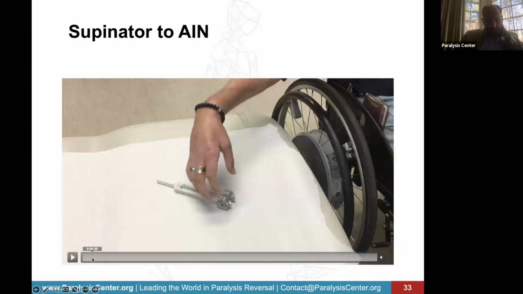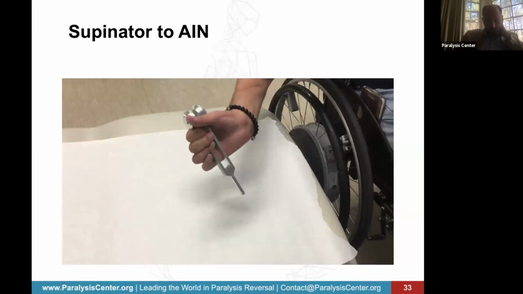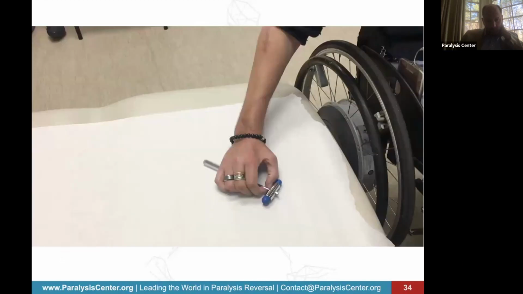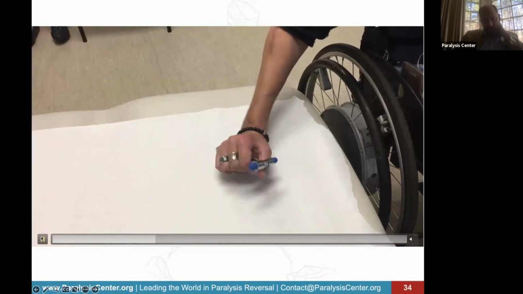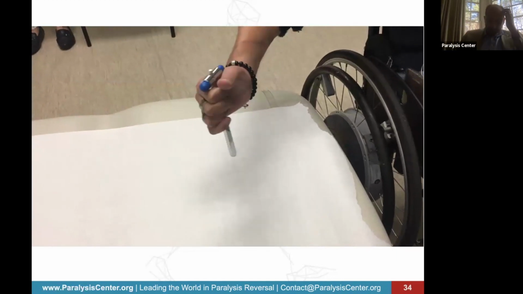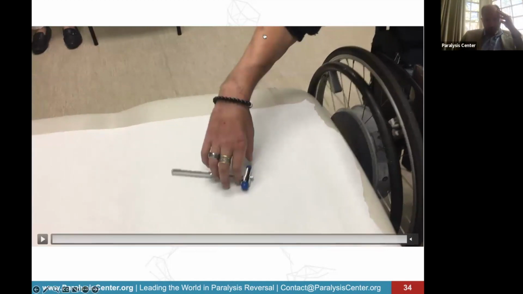This is using the supinator muscle. This gentleman was able to really get fine objects between his thumb and fingers with a good grasp. He did not have available finger extensors for nerve transfer, which is why we use a supinator for the finger flexors, and it was a tendon transfer, which causes the fingers to kind of pull open when his wrist drops into flexion, but it's not the nice opening that we get with the nerve transfer.